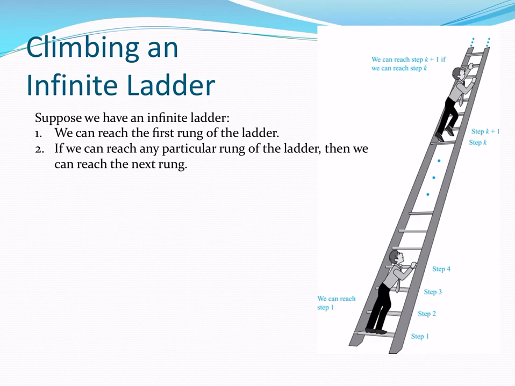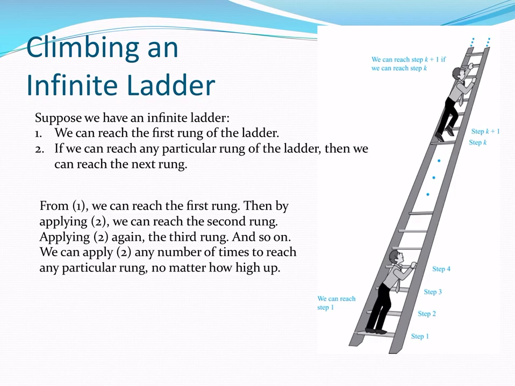So if I take these two together, then I can reach the first rung on the ladder, and then I can use rule 2 as many times as I need to reach any particular rung on the ladder. And that's what this paragraph states. So with these two bits of knowledge, I know that I can reach every rung on the ladder. And this, again, tries to motivate proof by induction.